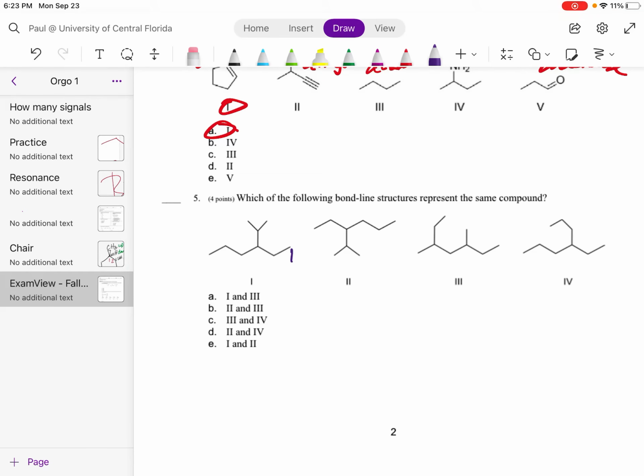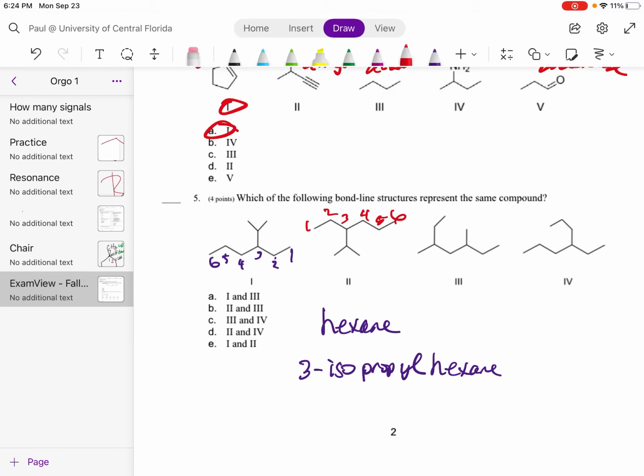So we have 1, 2, 3, 4, 5, 6. So that's the longest carbon chain. And so that is what? Hexane as the longest carbon chain. And we have a 3-isopropyl hexane. So that's the name for molecule 1. If we go to name this molecule 2, we see 1, 2, 3, 4, 5, 6. We get the same answer, 3-isopropyl hexane. So those two are the same.